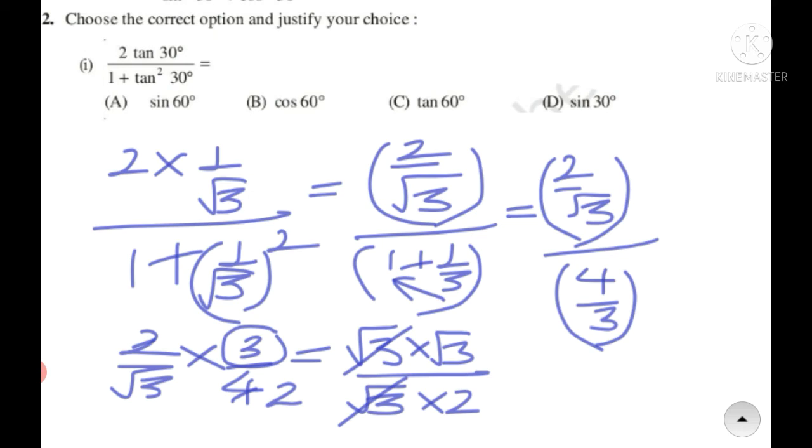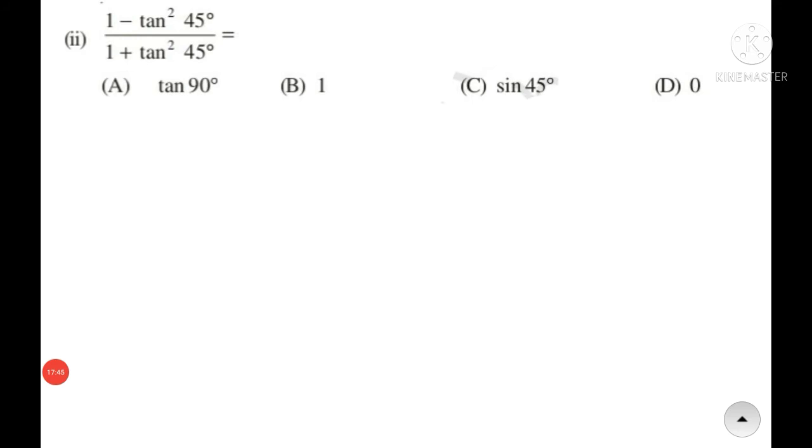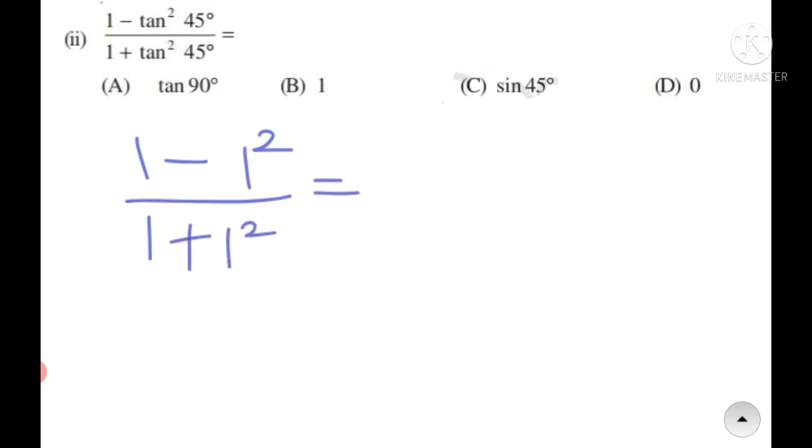So root 3 by 2 is something which I have got, but in my options, there is no value like root 3 by 2, but I know that value of sine 60 is root 3 by 2. So that means my first option is the correct option. A is the right answer. For second part, let's put in the values. 1 minus tangent square 45, that is 1 minus 1 square upon 1 plus 1 square. So I simply get 0 by 2, which is 0, and D is clearly the right option. It's a single correct answer. Hence D is my answer.